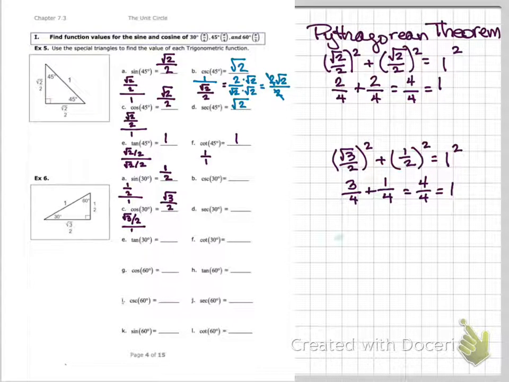Tangent of 30 is, I'm going to write it over here so that I have a little more room, 1/2 over square root of 3 over 2, opposite over adjacent, which gives us 1 over the square root of 3. Again, we don't like that radical in the denominator, and we end up with square root of 3 over 3. That is our tangent of 30.